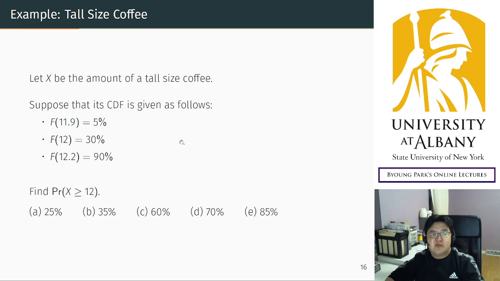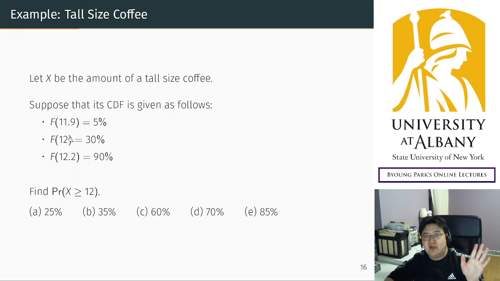So let's think about this example. I will consider x as a random variable that captures the amount of a randomly ordered tall-size coffee. So you ordered a tall-size coffee from a random Starbucks, and then what is its exact amount? And I will simply assume that the CDF is given at 3 points. You have information only at 3 points. So the probability that a tall-size coffee is smaller than 11.9 ounce is only 5%, right?